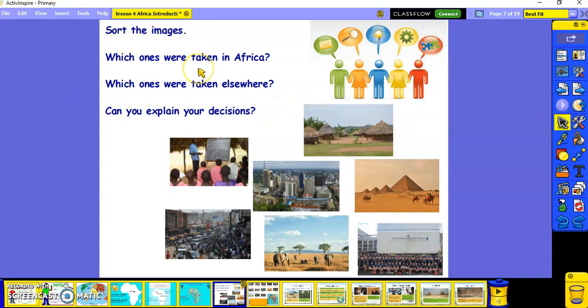So can you sort the images? Which ones were taken in Africa and which ones were taken elsewhere in the world? Can you explain your decisions? So you could cut up the pictures and sort them. You could stick them onto a piece of paper and write down an explanation underneath each one to explain why you think maybe this one is or isn't in Africa. Why isn't this one, or why is it? So you look really carefully at what the pictures are and then sort them. So good luck everybody, pause your video.